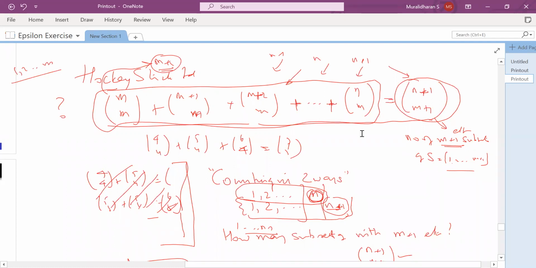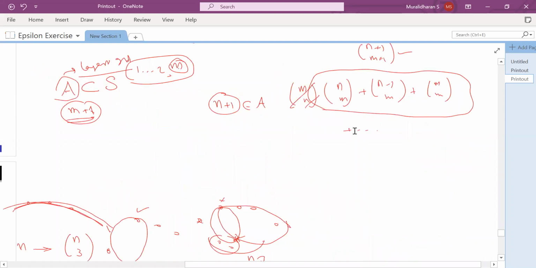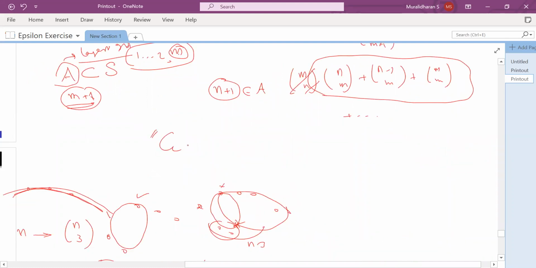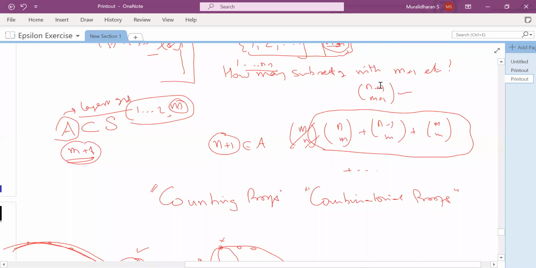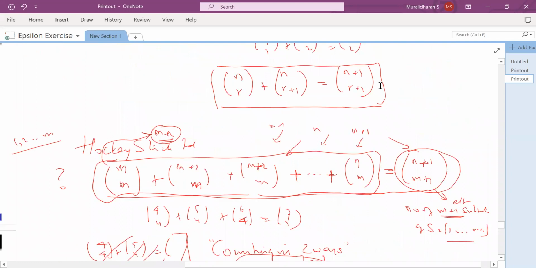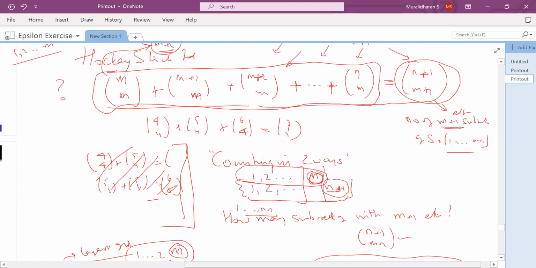These kinds of proofs are called either counting proofs or combinatorial arguments. These are called combinatorial proofs rather than algebraic proofs, which can also be given. Most combinatorial identities like this can be given combinatorial proofs or counting proofs like this. That's more charming in any case most of the time. Anyway, that's an aside.